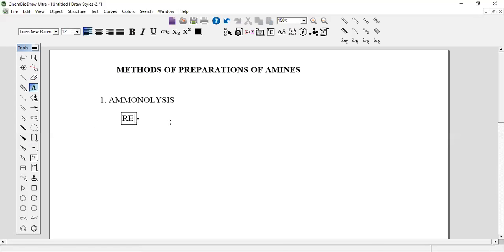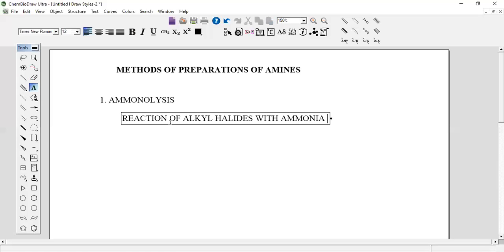The reaction of alkyl halides with ammonia gives amines, and this reaction is called ammonolysis. That is, the reaction of alkyl halides with ammonia results in the formation of amines. Let us take the reaction.